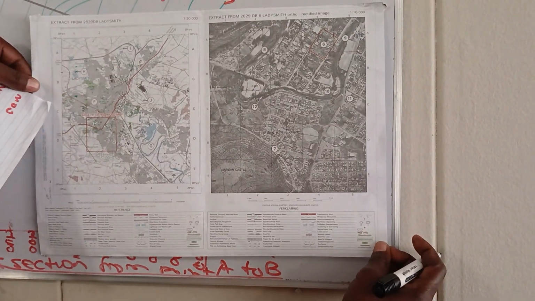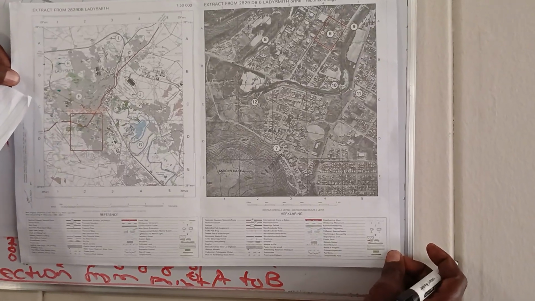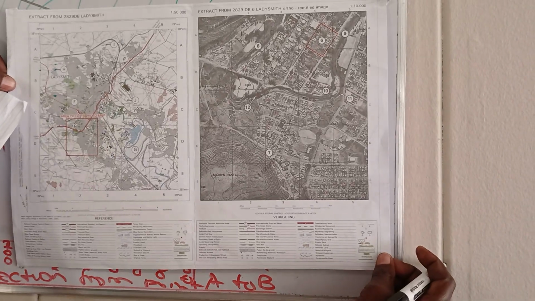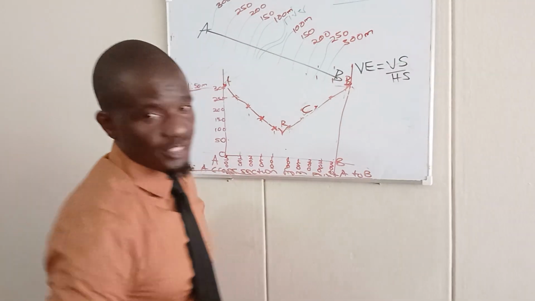You can see from the map that some of the features on that map cannot be that visible if we use the normal scale that we have. But we try by all means to enlarge it. That's why we're using the vertical exaggeration. So now the formula is how you calculate your vertical exaggeration.